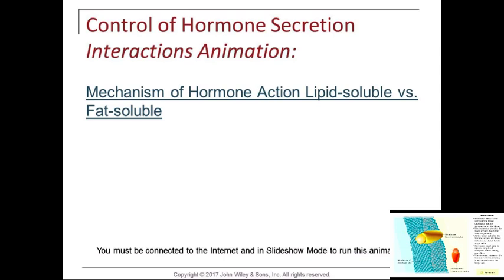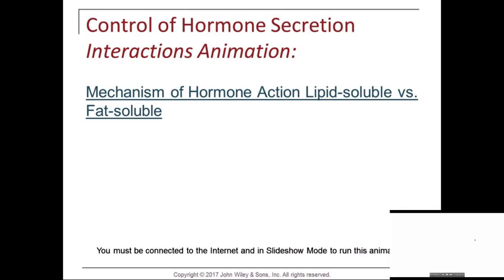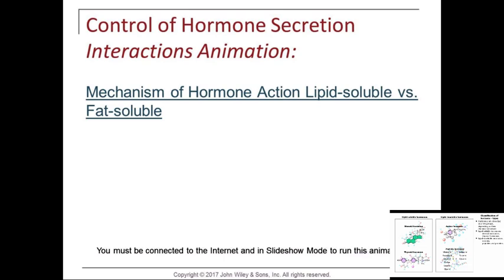The manner in which the hormone interacts with the target cell depends on the chemical nature of the hormone. Based on their chemical structure and lipid solubility, hormones are classified into two groups. Lipid-soluble hormones include steroid hormones and thyroid hormones. Lipid-insoluble hormones include amines, peptides, and protein hormones.